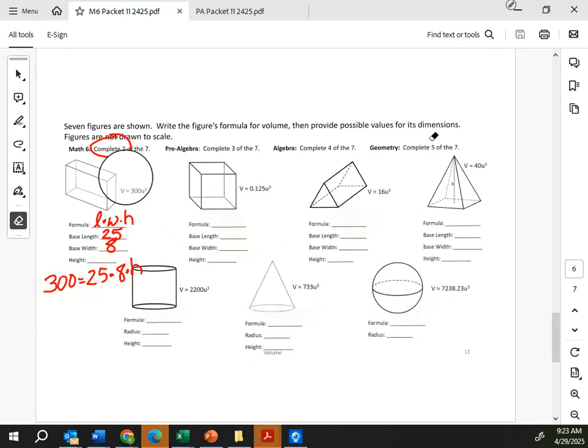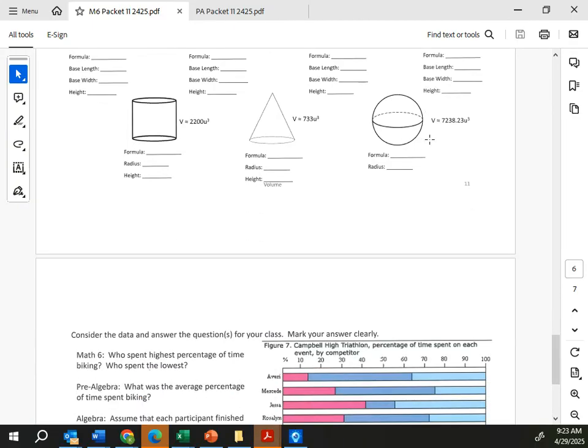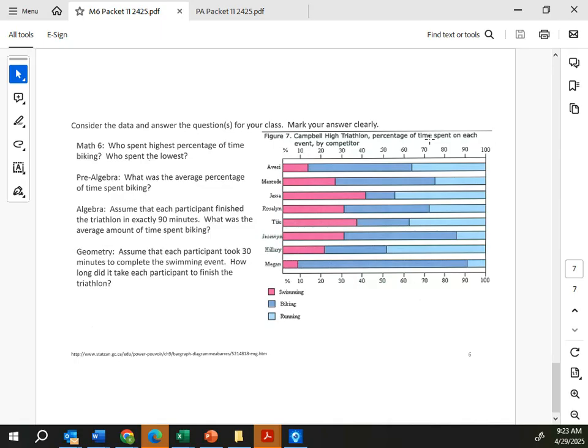Let's look at our last page. Our last page, they are giving us the graph that tells us percentages of doing a triathlon. So there was swimming, biking, and running. Our question is, who spent the highest percentage of time biking, and who spent the lowest percentage of time biking? So we want to look at the biking, which is the dark blue. Write the highest percentage and the lowest percentage. Give me their names.